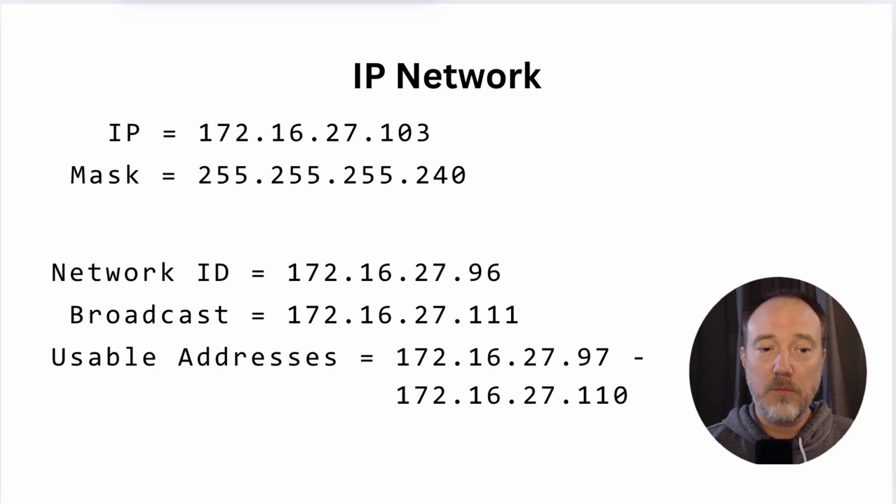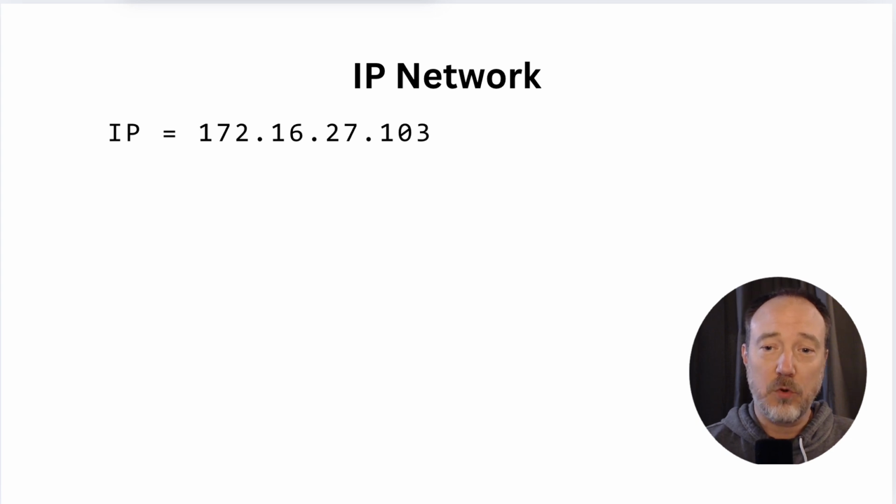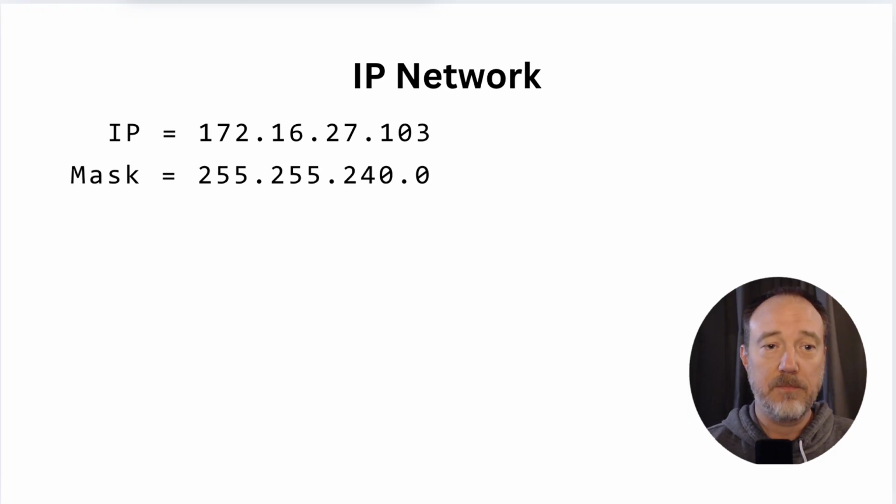So let's look at one more example, and if this one makes sense, then we should be able to find the network ID, broadcast address, and usable range for any network. So we're going to keep our IP address the same, and it's going to be 172.16.27.103. But this time we're going to change the subnet mask so that the transition from network bits to host bits is not going to happen in the last octet. Now it's going to happen in the 3rd octet. So our subnet mask is going to be 255.255.240.0.